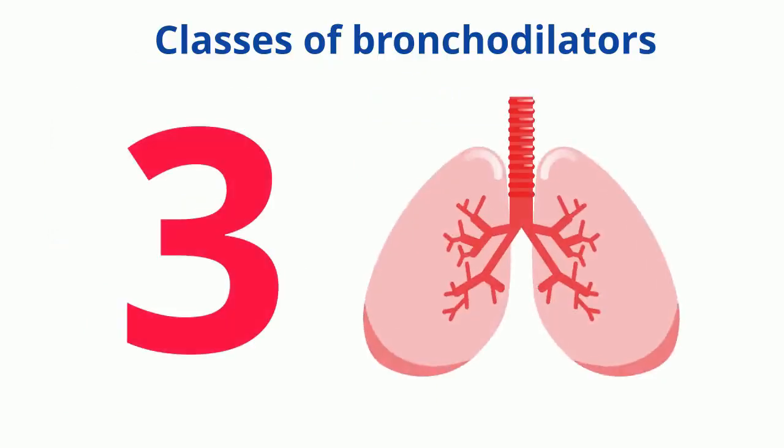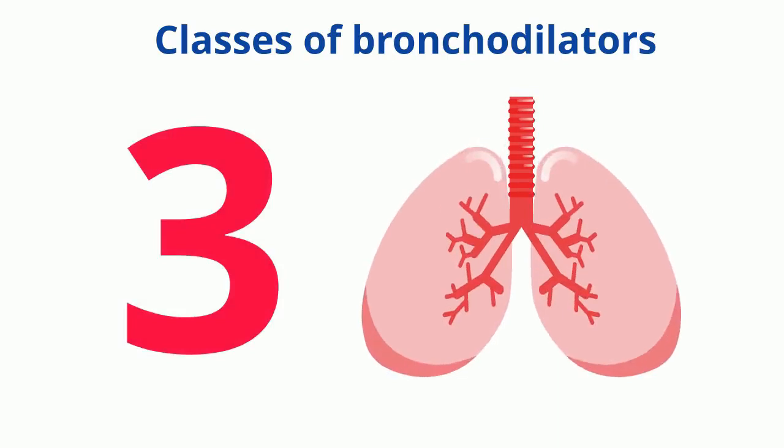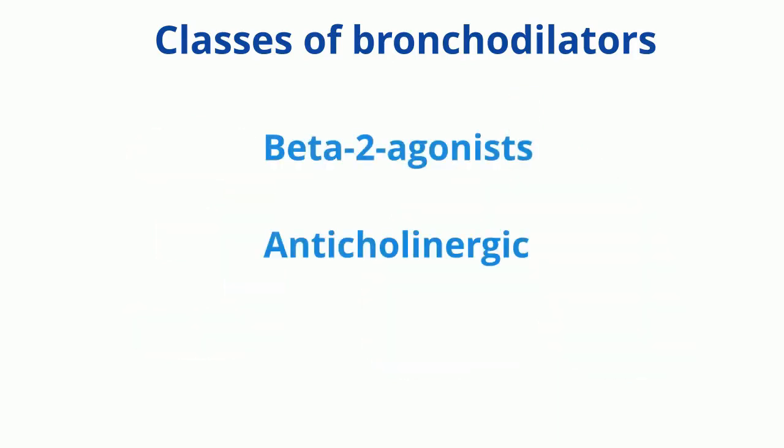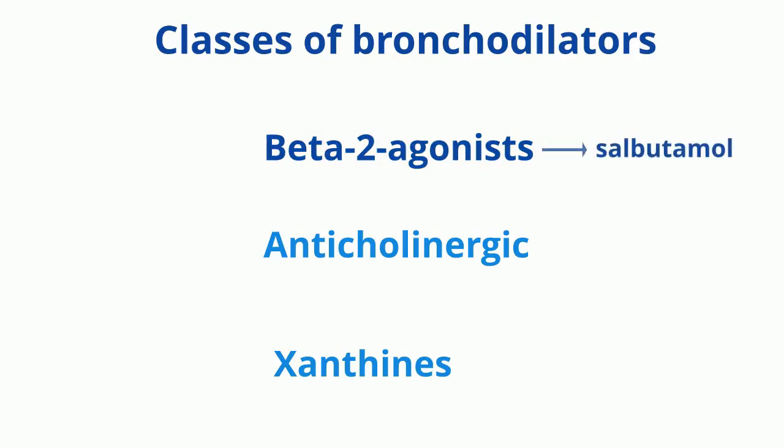There are three major classes of bronchodilators: beta-2 agonists, anticholinergics, and xanthines. This video focuses on the class of beta-2 agonists and the medication salbutamol. However, a brief overview of anticholinergics and xanthines will be provided.